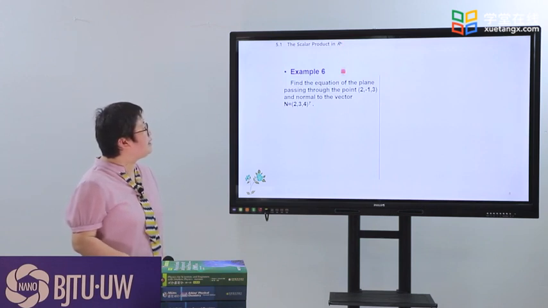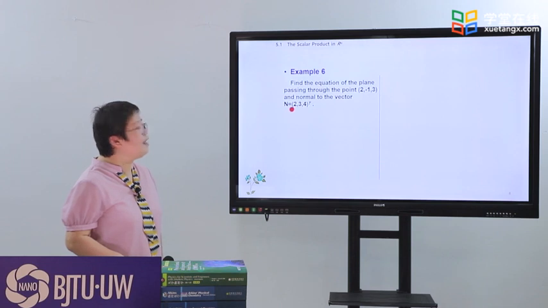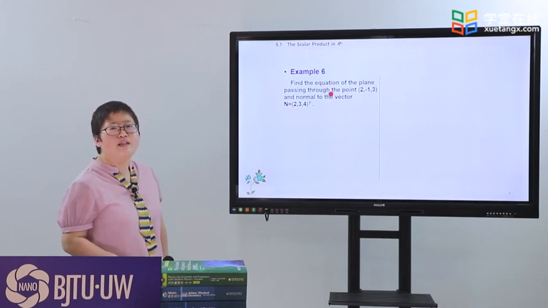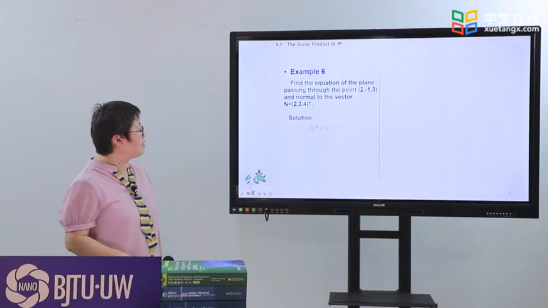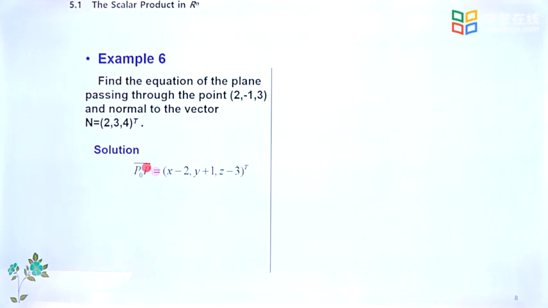And because this plane is normal to this vector n equals (2, 3, 4), you just take the scalar product, and it should be 0 here. So the solution is that you just write P0P as any vector on this plane, and then we know that the normal vector and any vector in this plane are orthogonal. Okay.